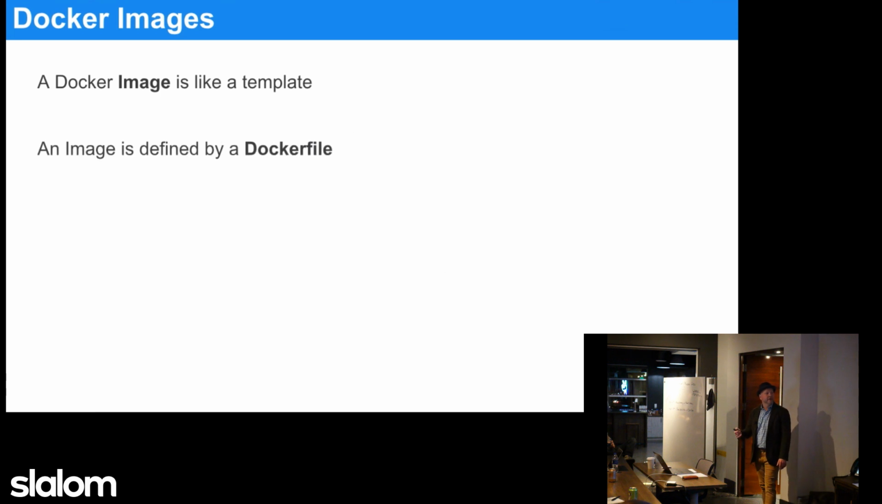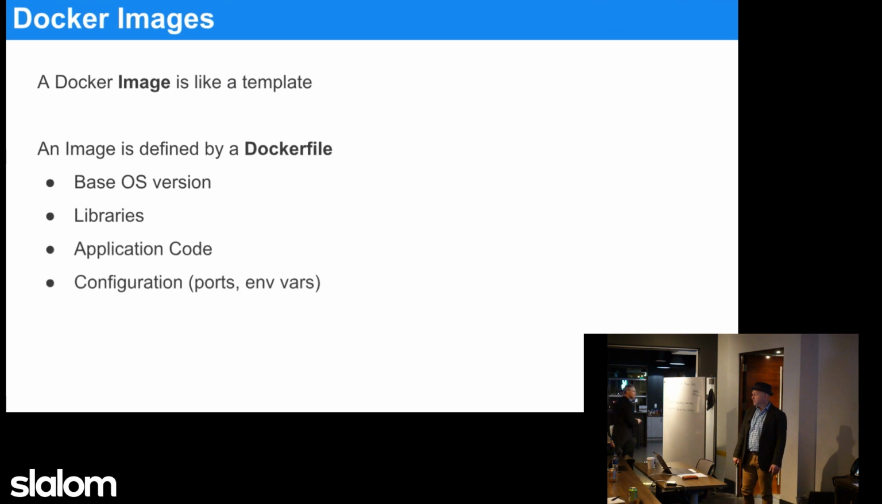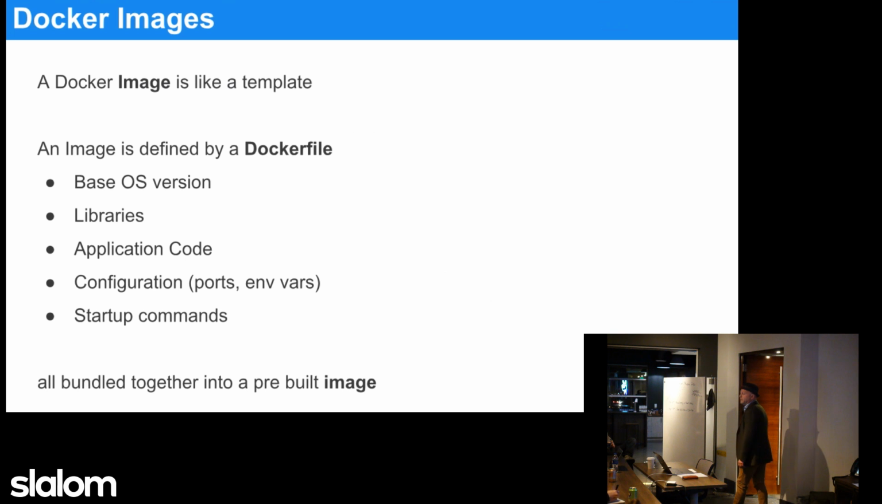So a Docker image is like a template. An image is defined by a Dockerfile, which gives you a base OS version. You can pick which libraries you want. You install your application code. You do configuration with ports and environment variables. Then you have startup commands for how to start your container. It's all bundled together into a pre-built image.